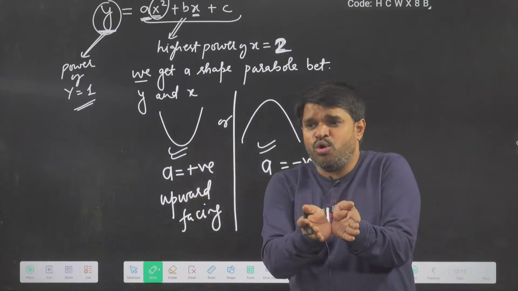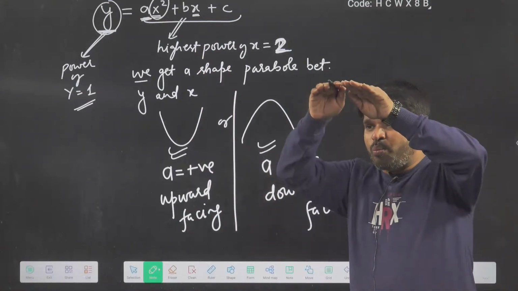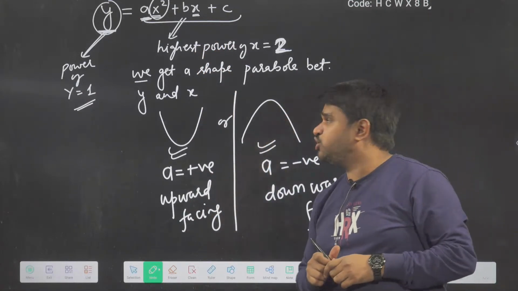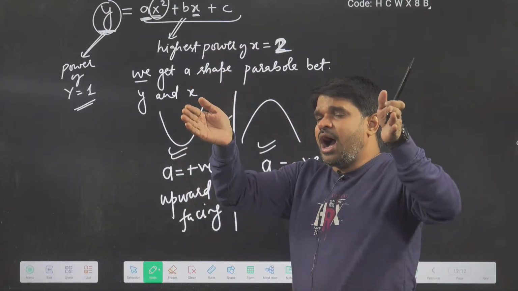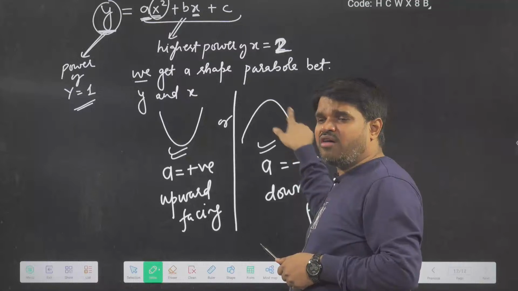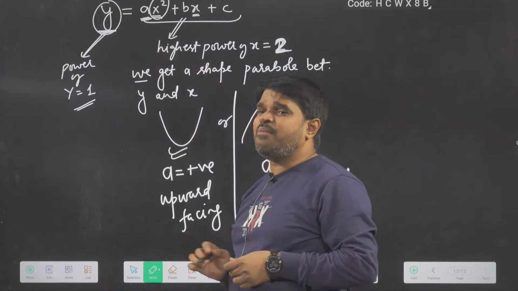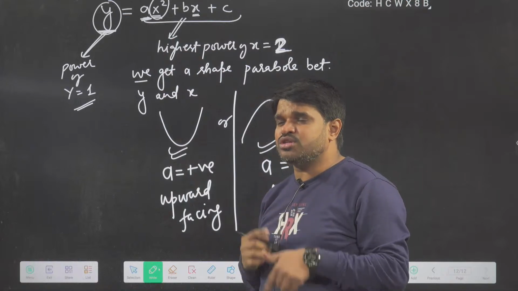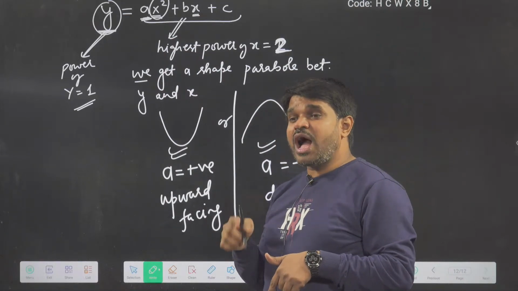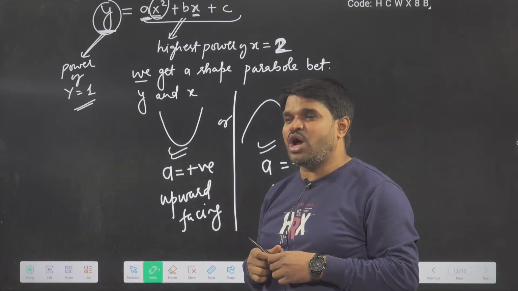So this parabola is opening in the upward direction. This parabola is opening in which direction? Downward direction. So whether a parabola will open up or open down is decided by what is coming with x square. If the coefficient of x square is positive, then upward facing. If the coefficient of x square is negative, then downward facing.